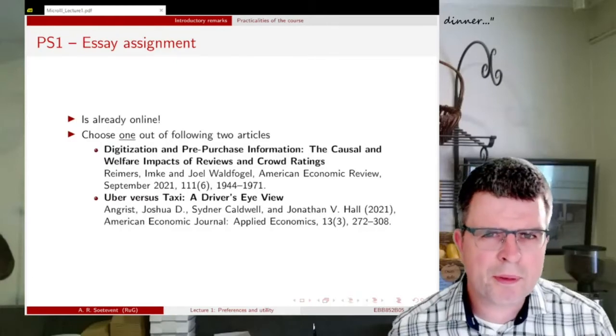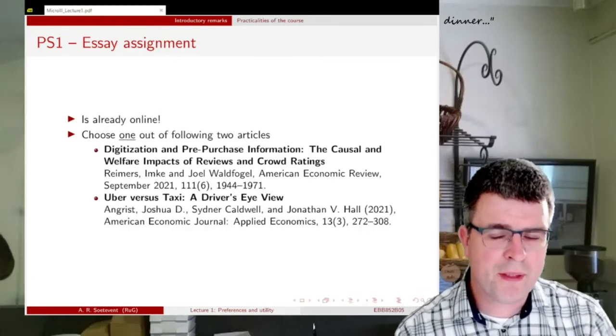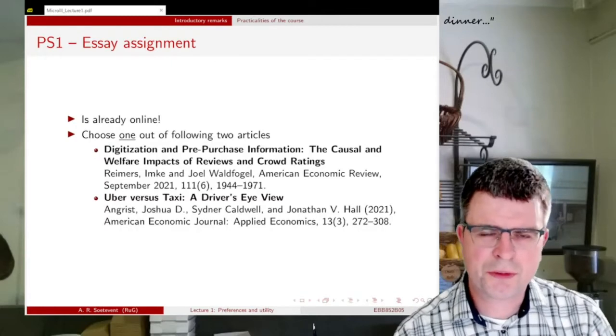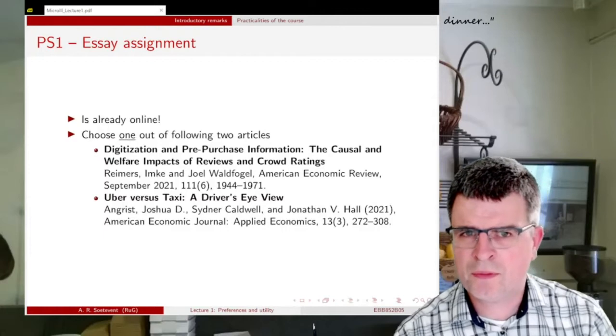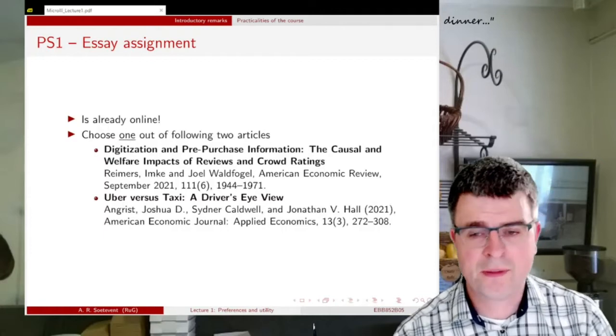The second paper is about the gig economy. And as you can see, one of the authors is Joshua Angrist, who won the Nobel Prize in Economics last year, together with David Card and Guido Imbens.